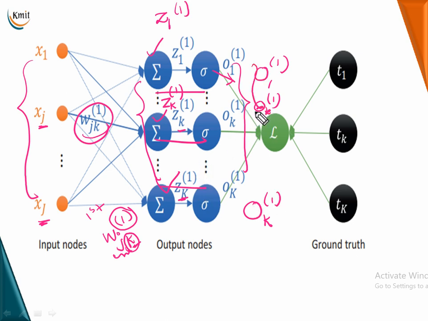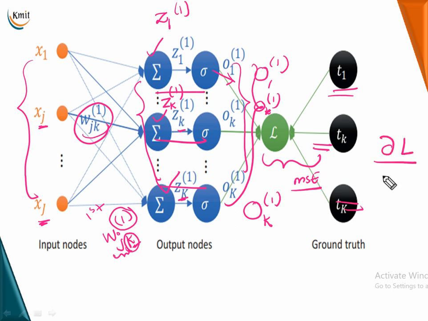Once you calculate these total number of outputs, again you have true values associated with every neuron. You are going to find out the difference between these two by using mean square error loss function, and the same strategy you are going to calculate dou L by dou W J K as in reference. Okay, so this is what we will do.